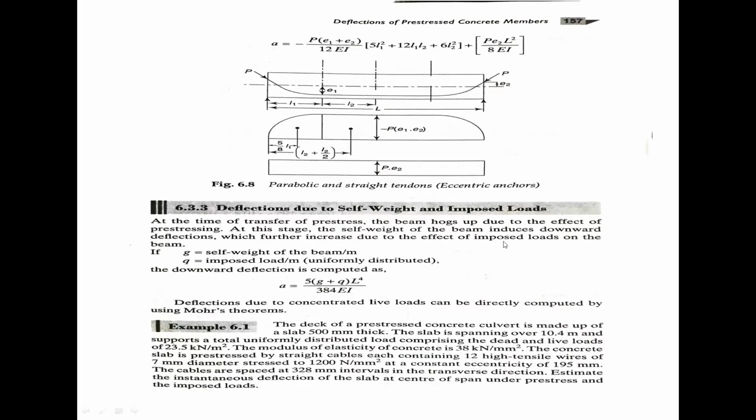Now the force in each cable. Total cables are given in this problem. See the total number of cables: straight cables are given, all high tensile wires. 12 members are given, 7 mm diameter of the cable is given, and prestressed to 1200 N per mm square. This is the data given. Now, force on each cable has to be calculated.